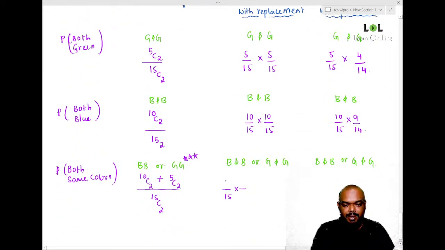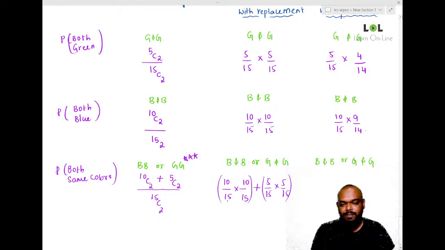Getting a blue will be 10 by 15 and the other one again 10 by 15. Or green will be what? 5 by 15 into 5 by 15. This won't change. This is pretty simple. Now tell me the answer for this. Blue and blue. What do I get? Here 10 by 15. What about the second blue? Probability of second blue, anyone?